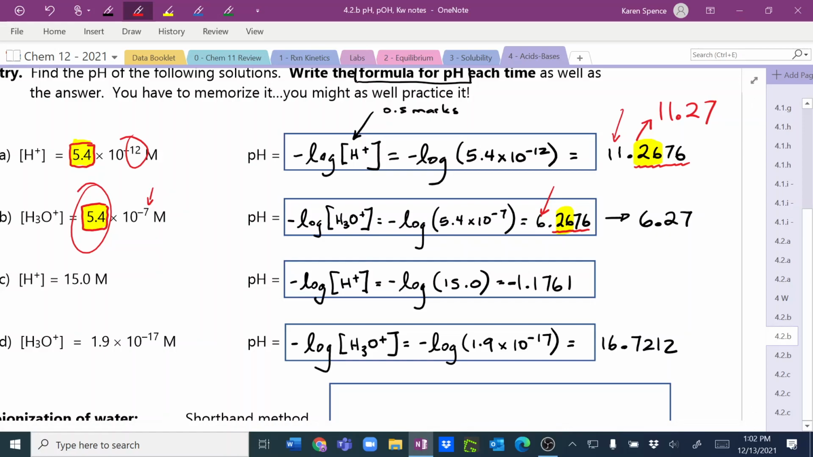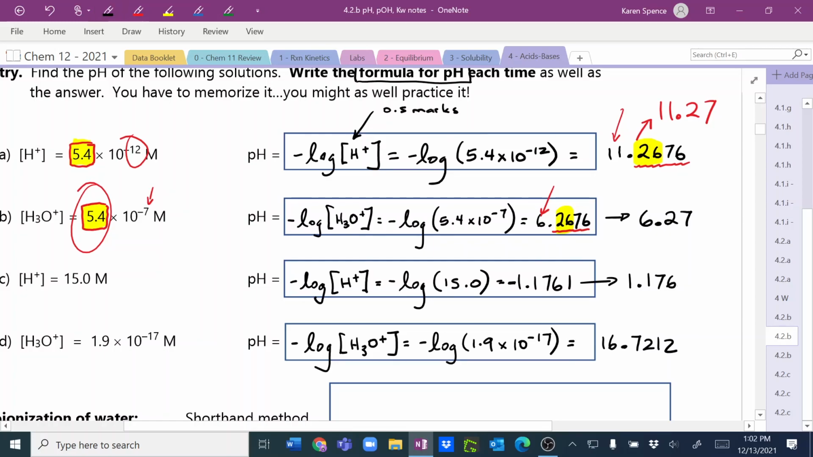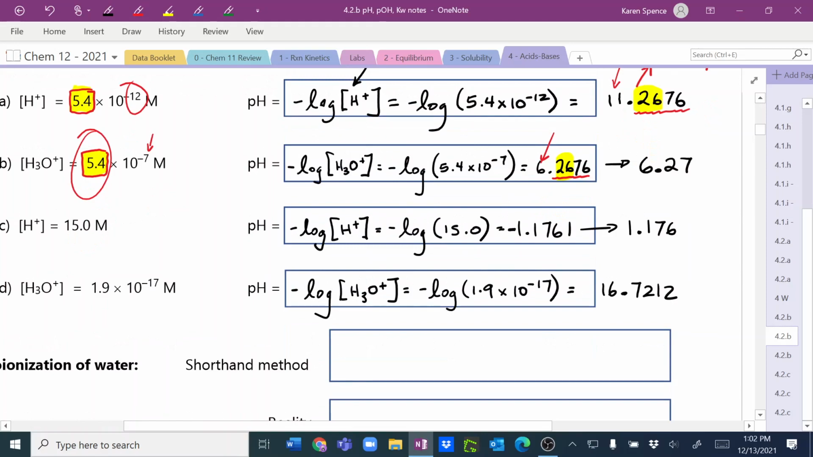How many sig figs should we have? 3. So where am I going to round my number to? 1 point what? 1.1, everybody? 76. Yes, very good. And then finally, 2 sig figs. So this is then going to round to 16.72, 2 sig figs.